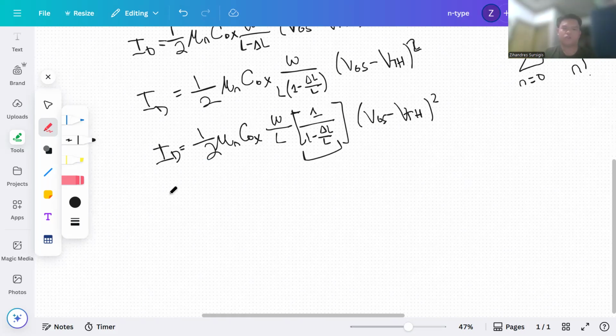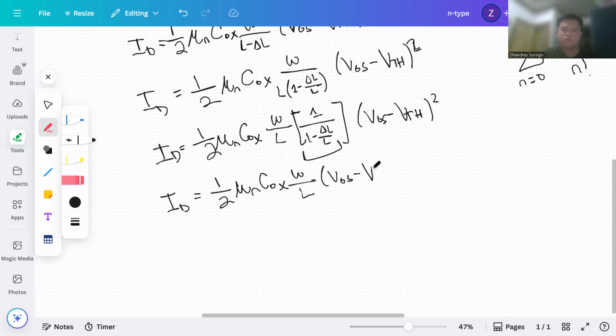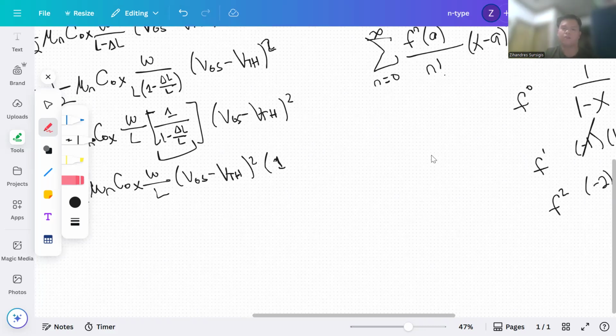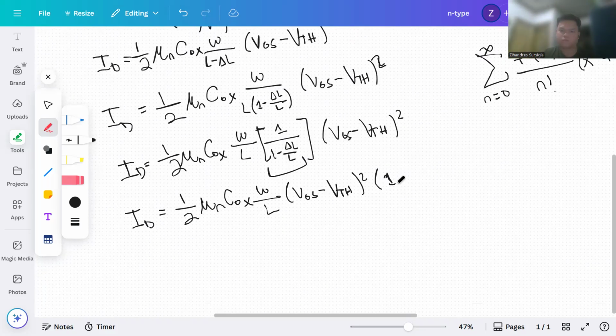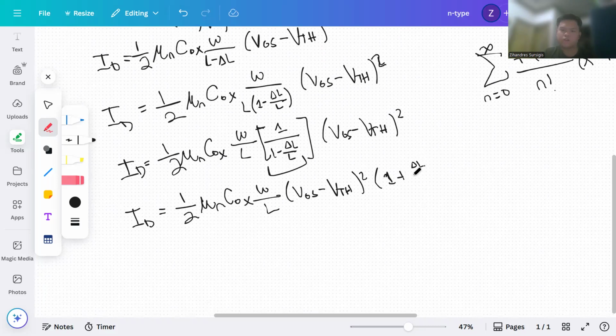So i-write natin yung formula for our drain current. So dito na siya. 1/2 mu n C of x W over L times VGS minus Vth squared times, ayun, yung kanina, ulit yan, 1 plus delta L over L.